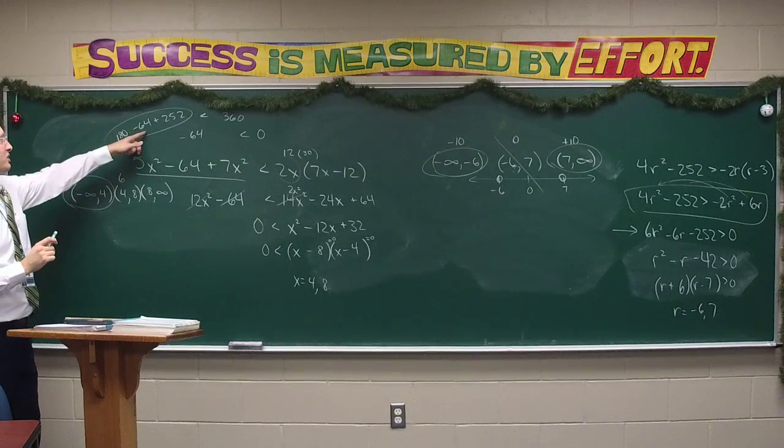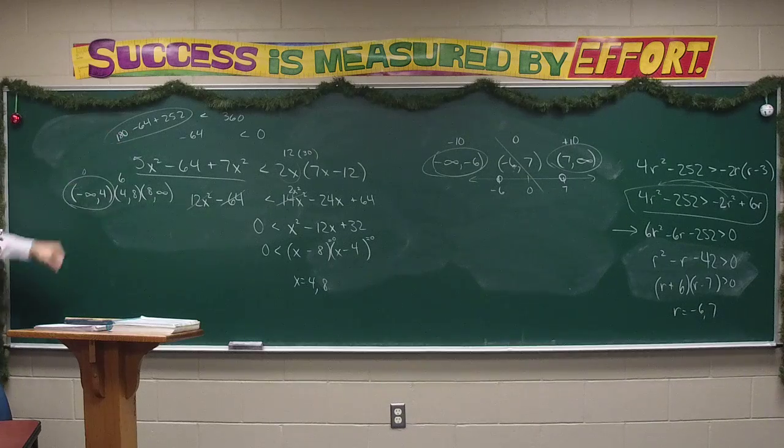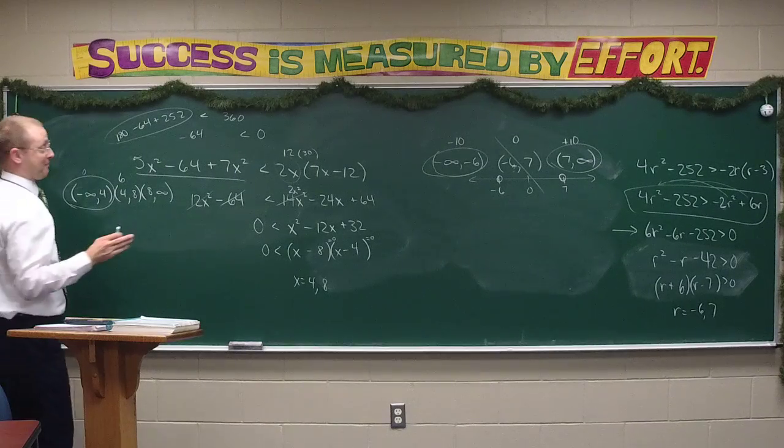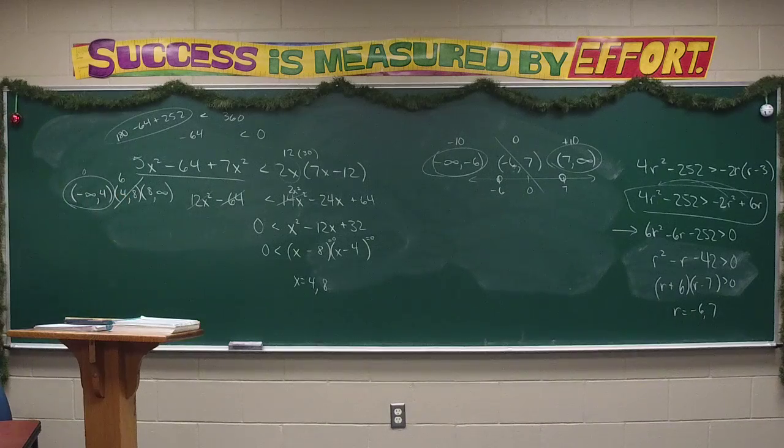So if we put all this together, it's like 370, so that's pretty close. What does it actually come to? 368. Well, I didn't miss by much. But 368 is not less than 360, so it is indeed a no-go.